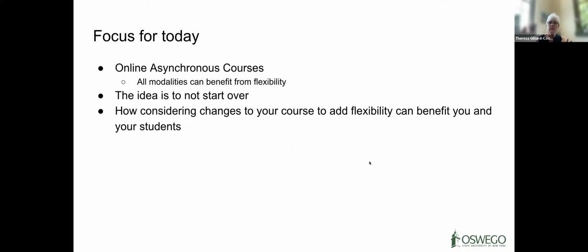As we think about what we're going to talk about today, I just want to put some things out there. What we usually talk about are things for online asynchronous courses. However, this type of flexibility can help courses in all modalities. The idea is not to start over in course development, but to consider the changes you can add to your course to add flexibility that benefits both you and your students.